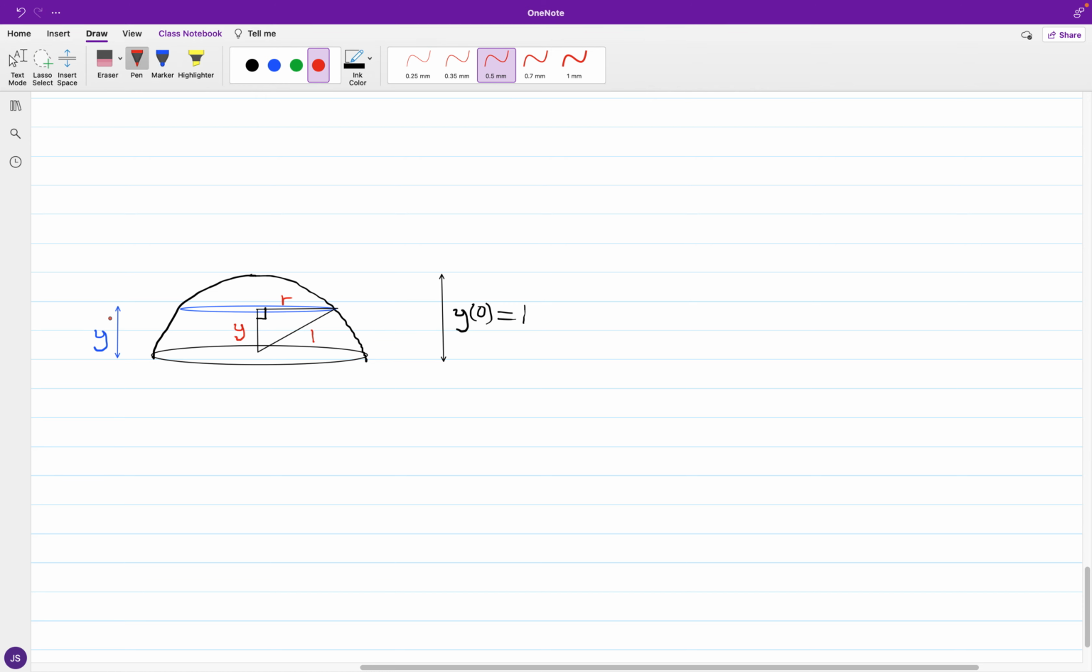Okay, so we have the liquid level at y, and the radius again we have at 1 meter, and we have again the elevation or the water level is going to be at y, and the radius of the liquid at the water level y is going to be r.